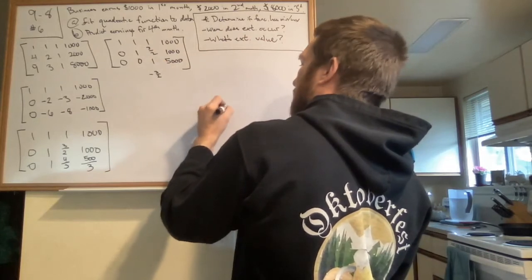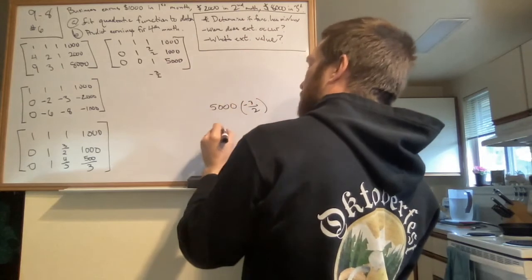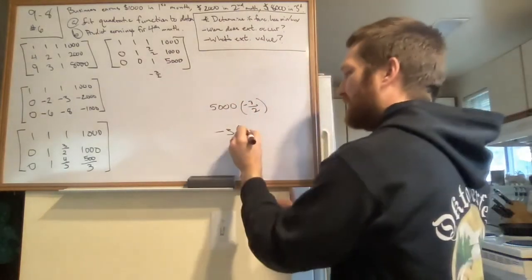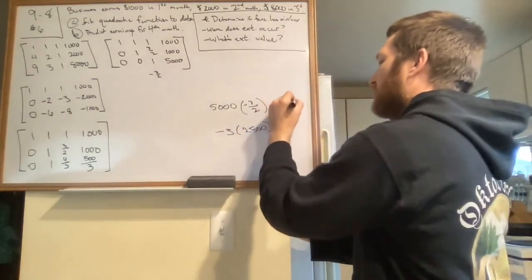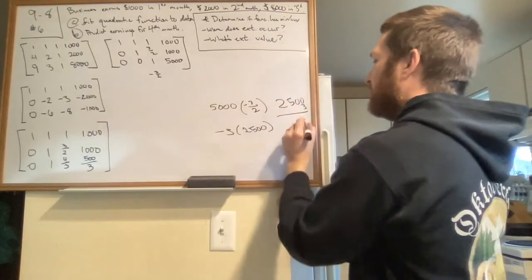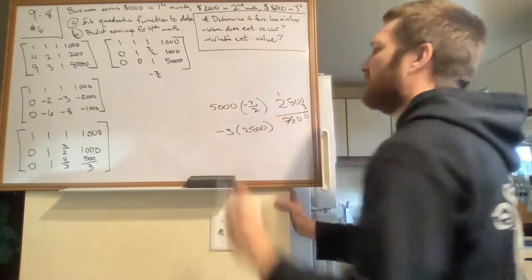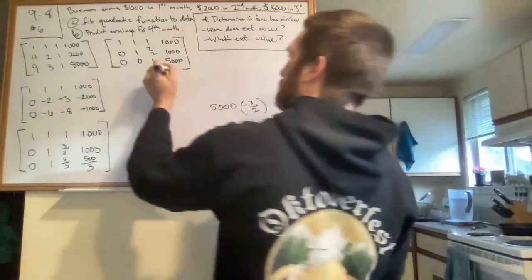Let's just do it. 5,000 times -3/2, that's the same thing as -3/2 just did. It's 25. And then 25 and a 3 gives me 0, 0, 15, 6, and a 7. So 7, 5, 0, 0.